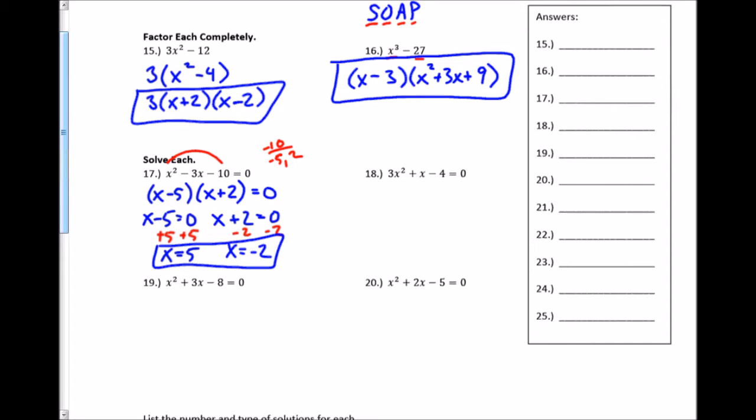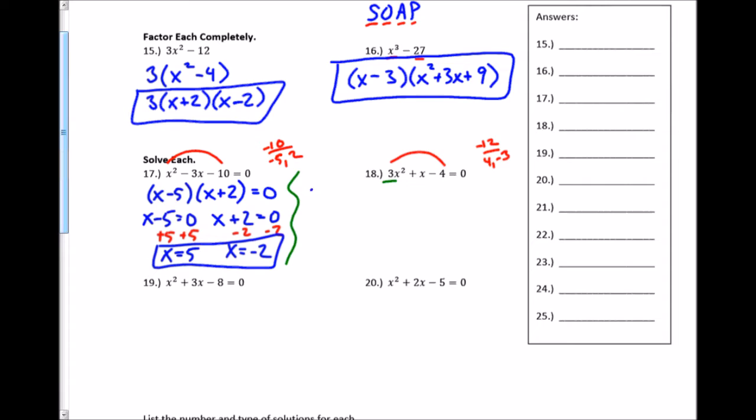In number 18, we once again start off to see if this thing's going to factor. I build a bridge. That's a negative 12. Two numbers that multiply to a negative 12 but add to a positive 1 are a positive 4 and a negative 3. This one I can't use my shortcut on like I did with the last one. I can't go right to the factors because there's a 3 out front. So what I'm going to do is split up the middle term and factor by grouping.